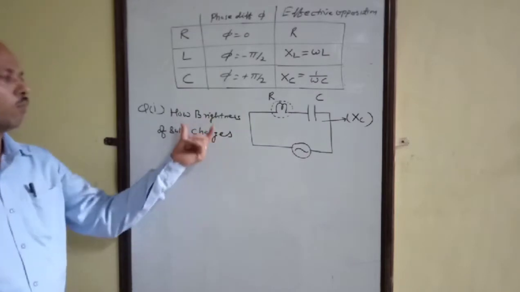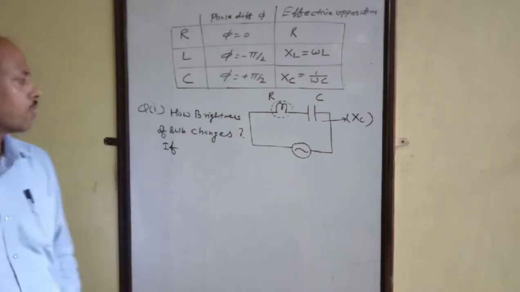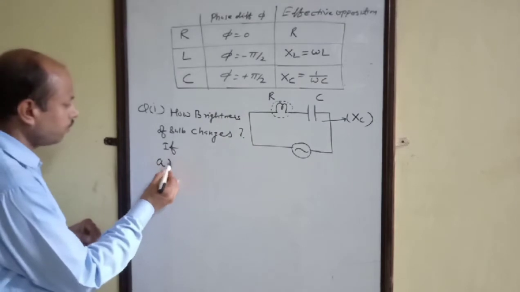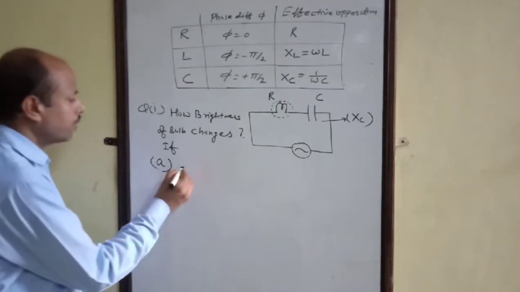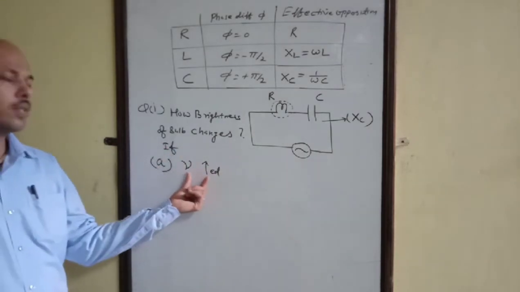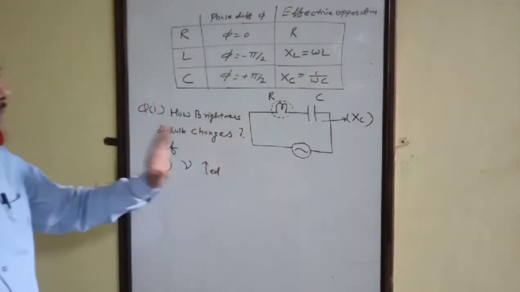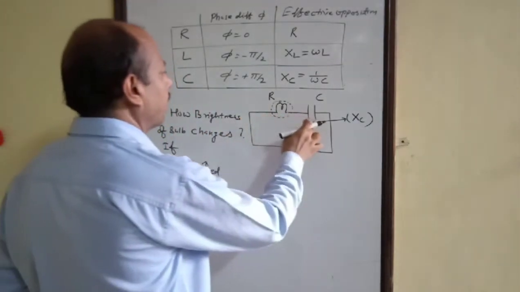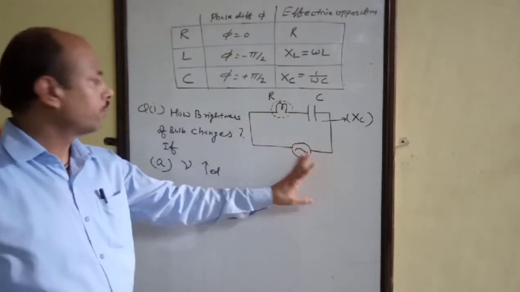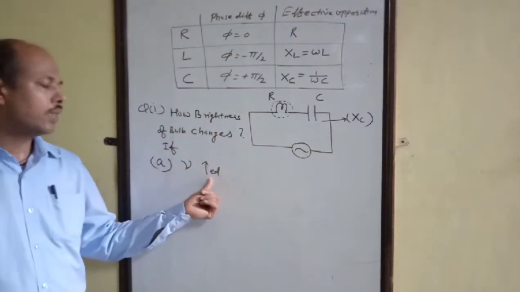How does the brightness of the bulb change if, now there may be a number of questions, number one, the frequency of AC is increased? I will directly write the answer here. The question I am repeating again: a bulb is connected with a capacitor in series and they are connected with an alternating source of EMF. How does the brightness of the bulb change if the frequency increases?